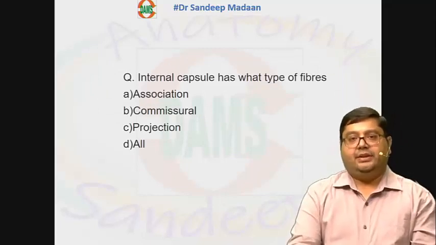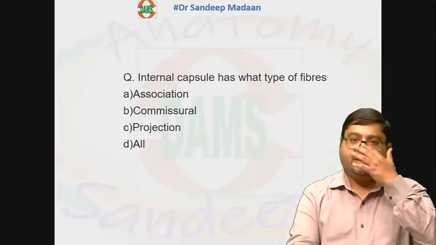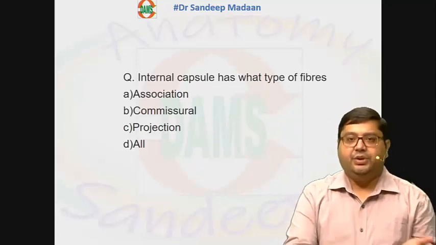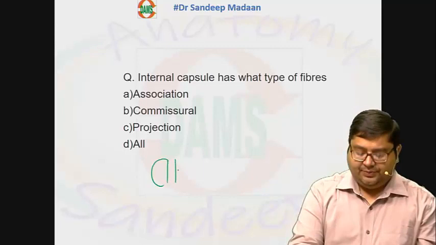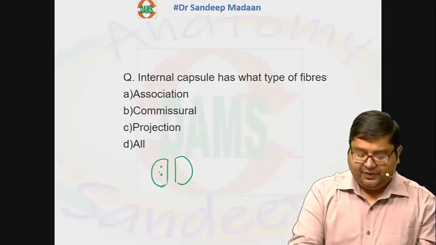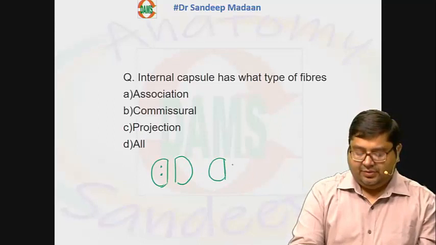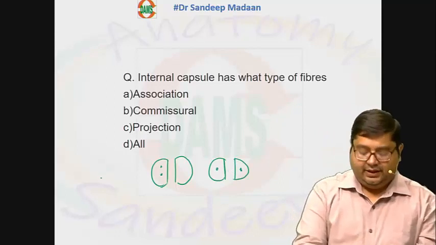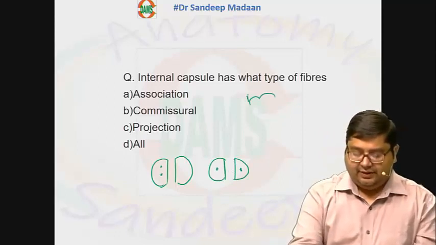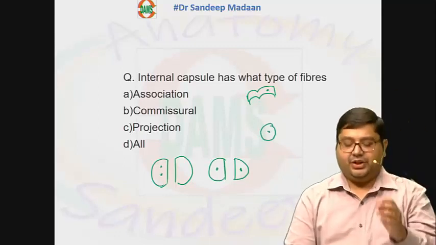The internal capsule has what type of fibers? Now, the internal capsule has not been asked, but white fibers have been asked previously also. We have three types of fibers. Association fibers are those connecting two areas in the same hemisphere. Commissural fibers are those connecting two areas in different hemispheres. And if some structure is at the level of the cortex and it is being connected to the subcortical level, then it is called a projection fiber.